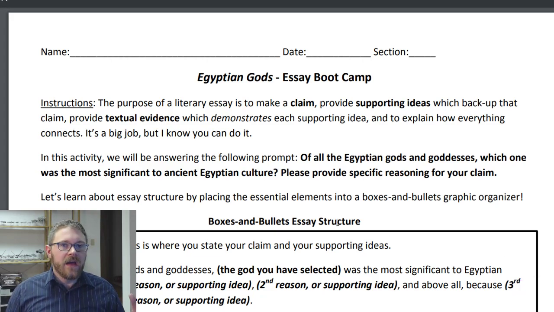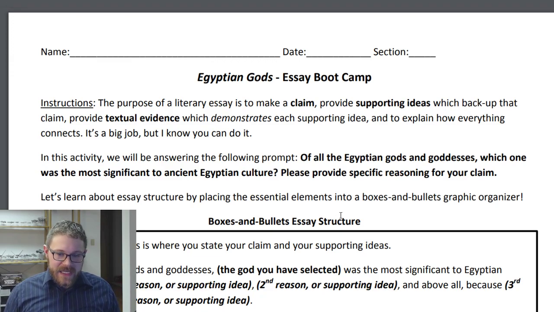So a literary essay or an academic essay, what it does, at the very top level, is make an argument. Okay, a central claim. It then provides supporting ideas that back up that claim, and then it goes a step further and validates your supporting ideas with textual evidence, researched, reliable textual evidence.